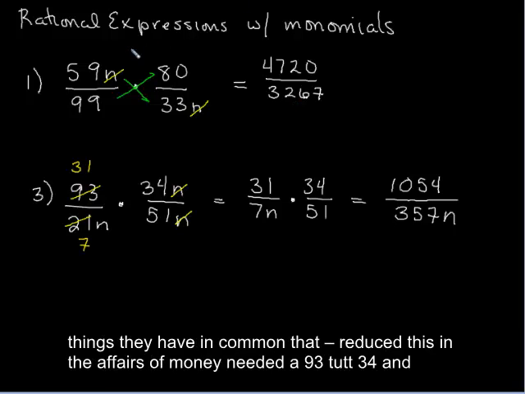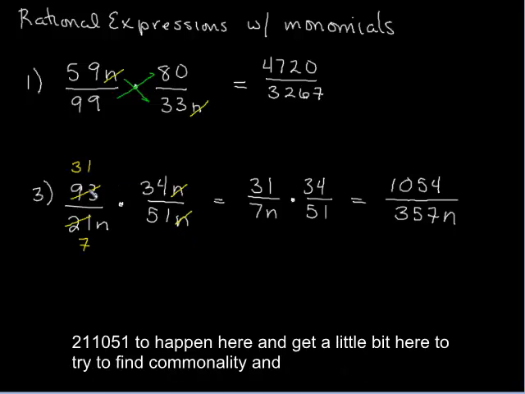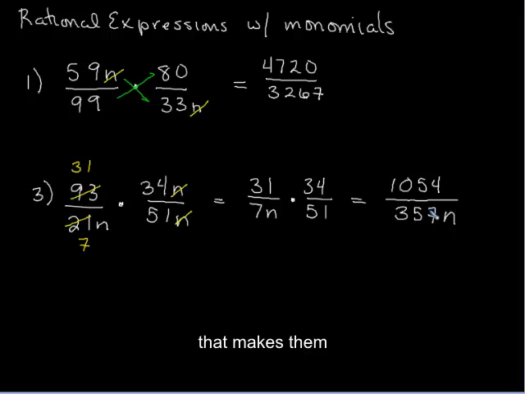And if I hadn't reduced this at all first, well, we would have done 93 times 34 and then 21 times 51, so we'd have really big numbers over here to try to find these commonalities in. Does that make sense?